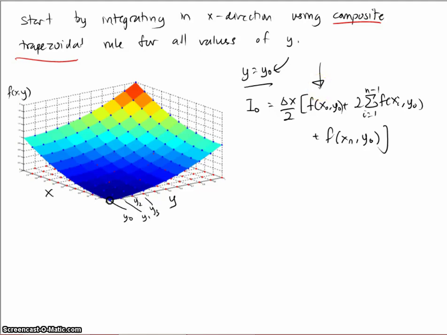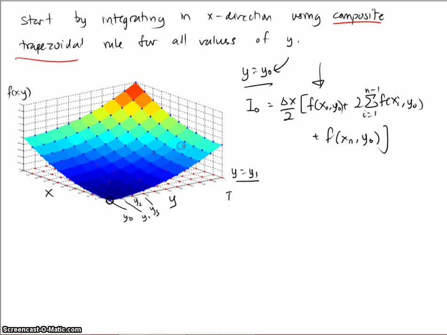If you don't remember, please refer back to lecture 7. Okay, so at y equals y0, you can calculate the integral in the x direction, which gives you I0. What we're going to do next is repeat this same thing for the next value of y. In this case, we are going to do it for y equals y1.